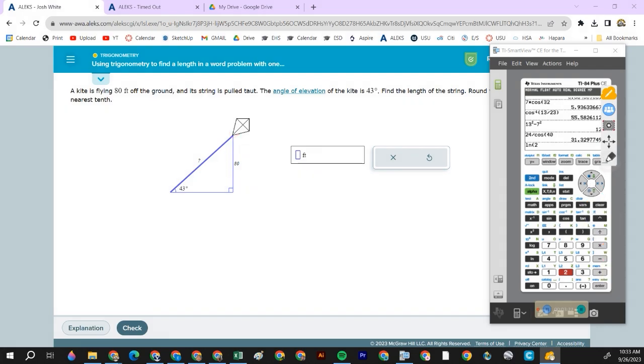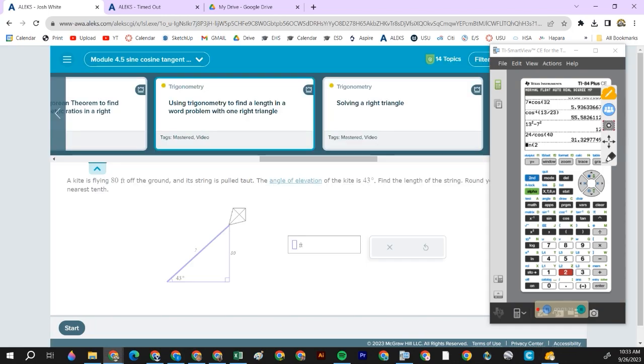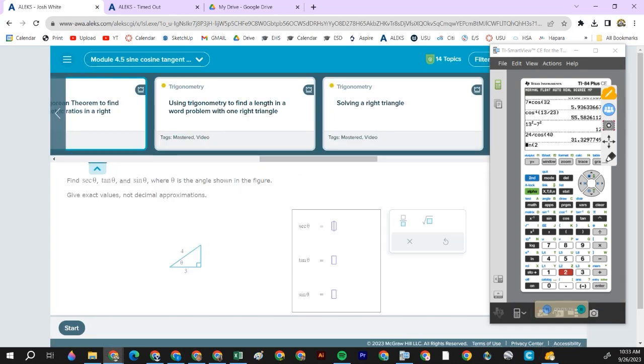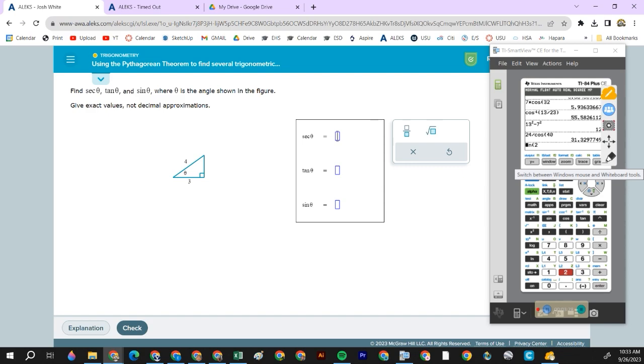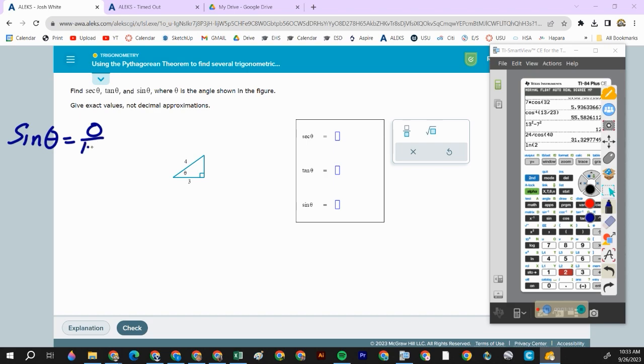Let's do another one, or the next one. Oh, it's time to learn the other ratios. So the sine of theta is O over H. The cosine of theta is A over H. The tangent of theta is O divided by A.